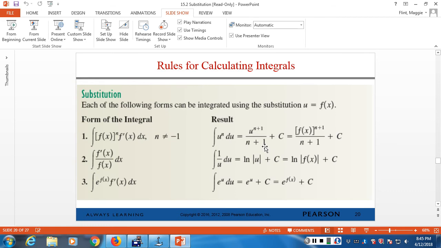So this is basically what you're going to have on a formula sheet for the next exam. You're going to have all of those plus the formulas from 15.1 that I showed you. I don't know how helpful formulas are, though, when it comes to actually doing these things.